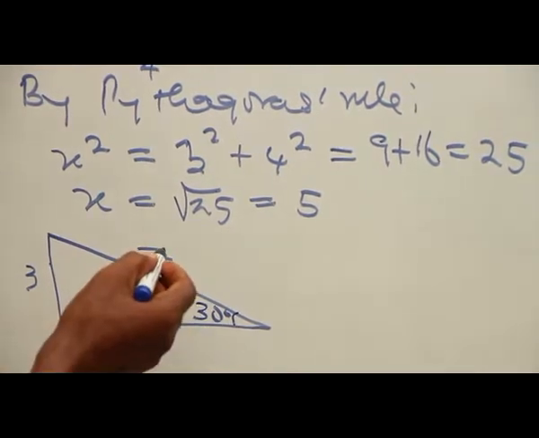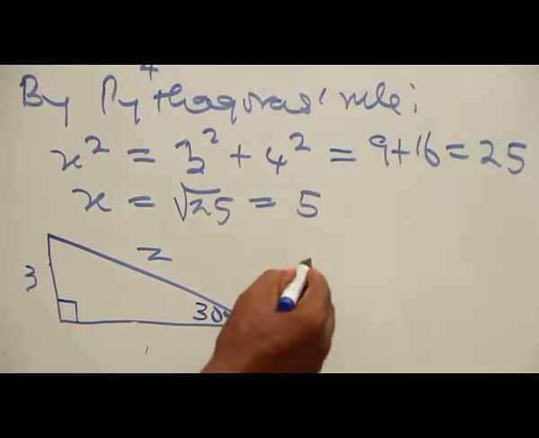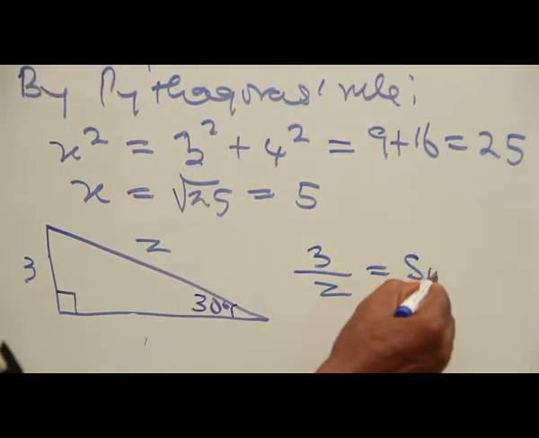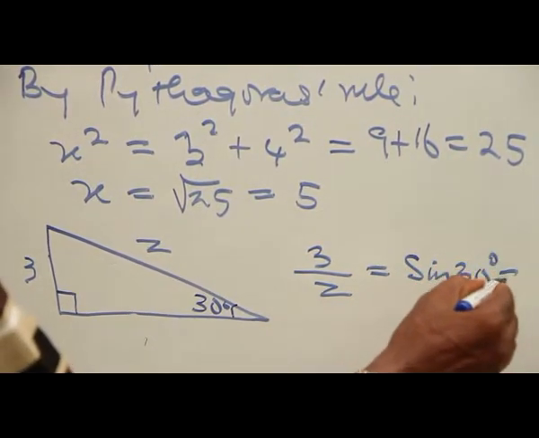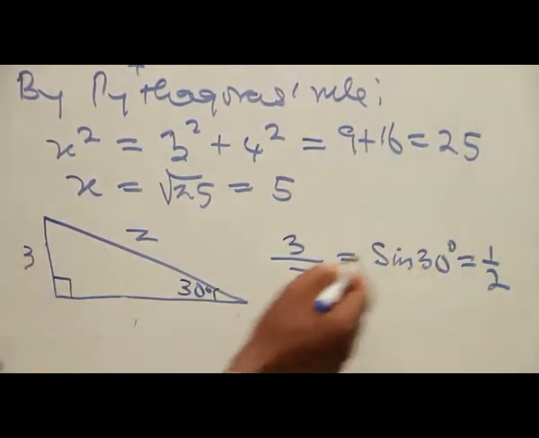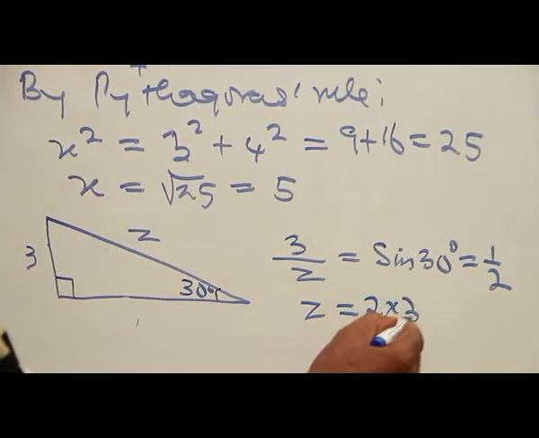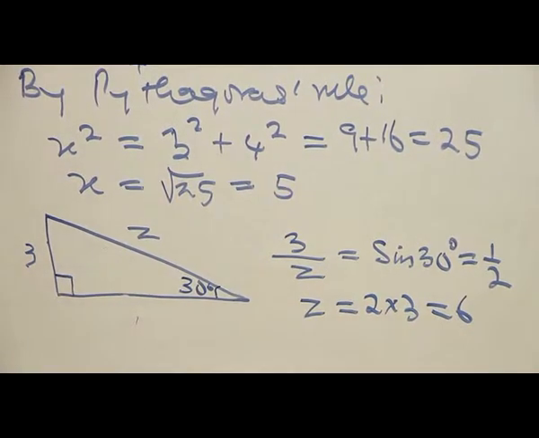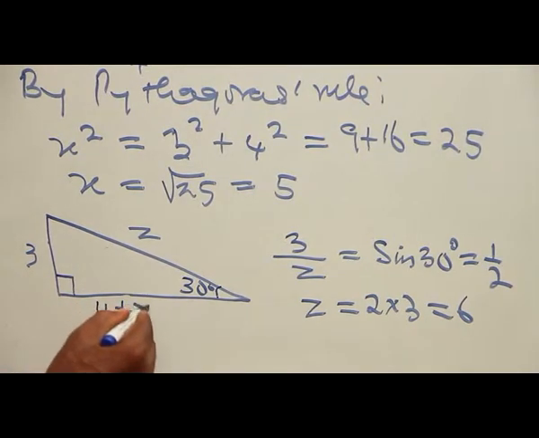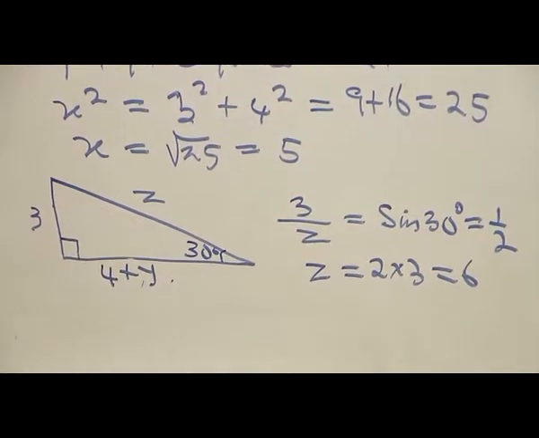Opposite over hypotenuse. Remember that this is a right angle. So where's our opposite? 3 all over z is equal to sine of 30 degrees. And sine 30 is half. Cross multiplication: z will multiply 1, and 2 will multiply 3, and that will give you 6. So you have found the value of z. Now we can include our 4 plus y here. Our interest now is to find the value of y.